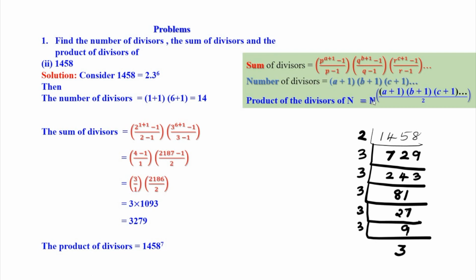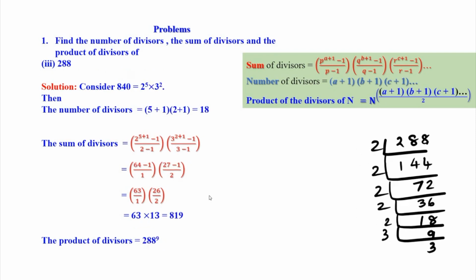And again make use of the formula for the sum of the divisors. Using that, we have only two numbers, so we have (2 to the power 1 plus 1 minus 1) divided by (2 minus 1), and (3 power 6 plus 1 minus 1) by (3 minus 1). This on simplification gives you 3279. And for the product of divisors, the number of divisors is 14, so that divided by 2 gives us 7. The number is 1458, so the product of divisors is 1458 to the power 7.